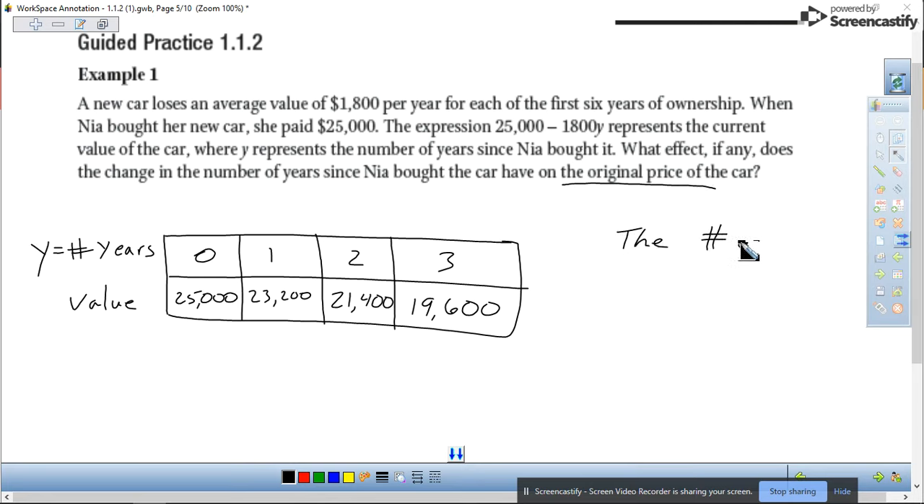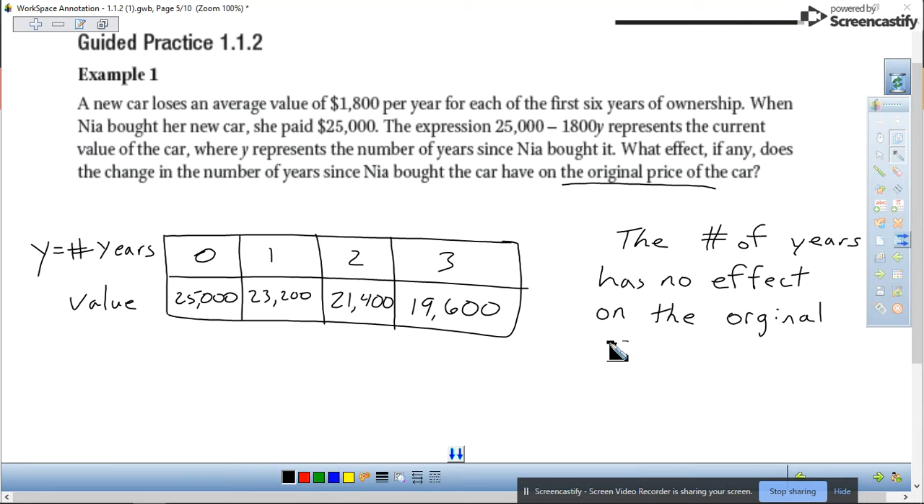the number of years has no effect. There's absolutely no effect on the original price of the car.